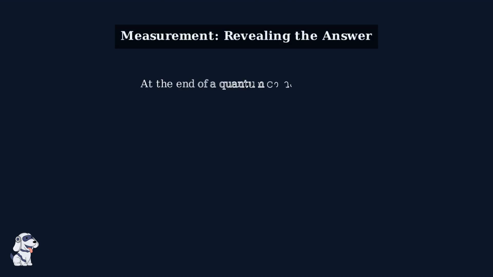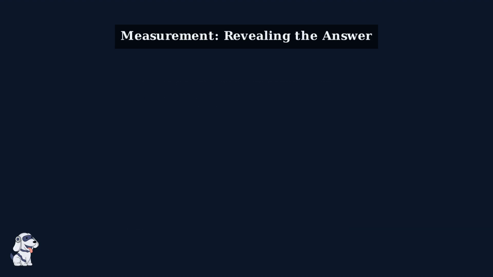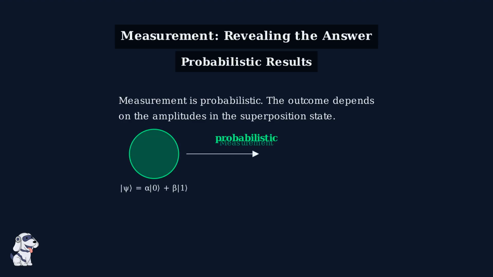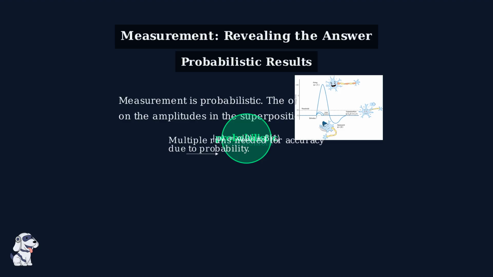At the end of a quantum computation, qubits in superposition must be measured. This process collapses the qubit to a definite state, either 0 or 1, providing the classical result while destroying the quantum superposition. Measurement is probabilistic. The outcome depends on the amplitudes in the superposition state. Each measurement gives a random result based on these probabilities, so algorithms often require multiple runs to obtain reliable results.